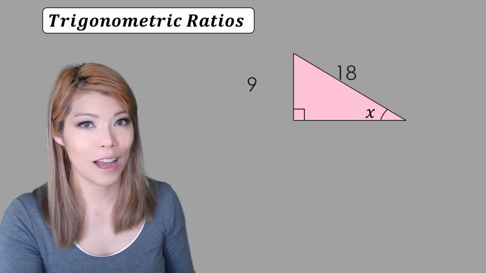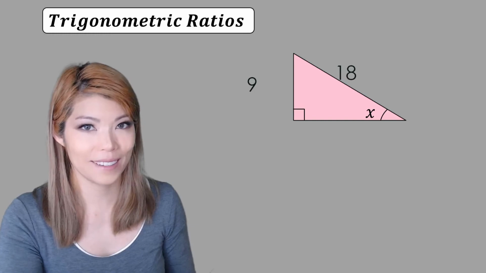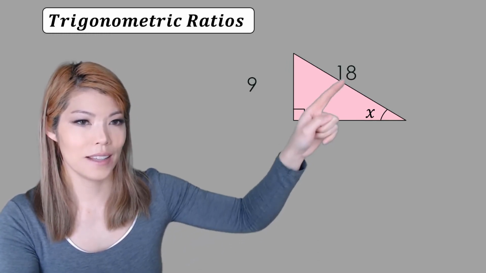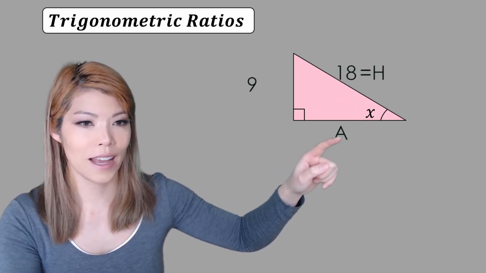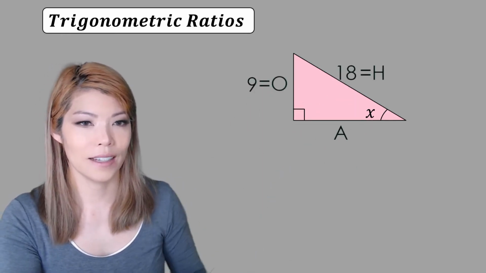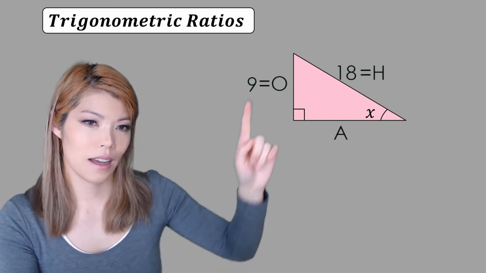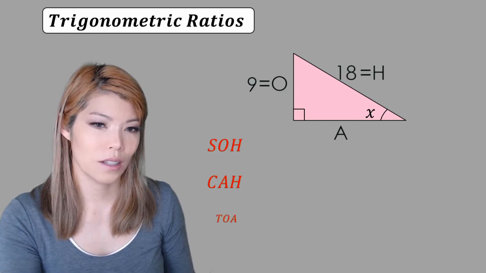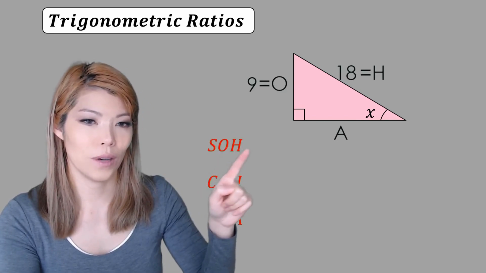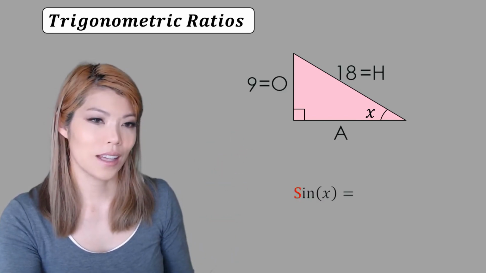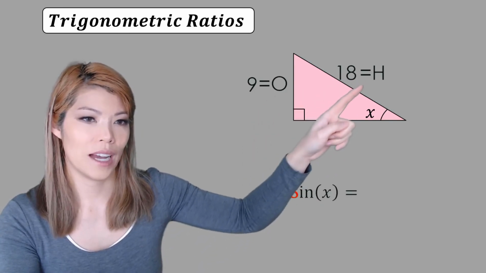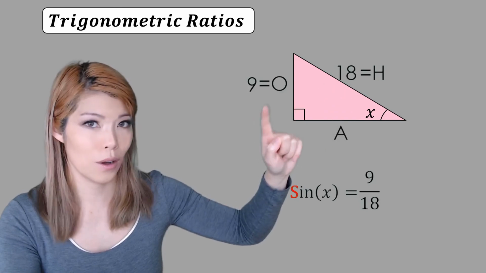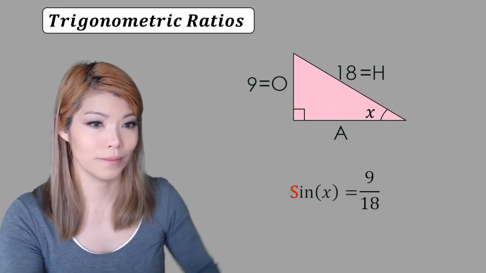Now this time you try, pause the video and continue when you're ready. So step 1, label it. So again, 90 degrees is there, so that's H. Next to the angle is A, and on the other side is opposite. Then think O and H. What are we going to use? So SOHCAHTOA, we're going to use OH, sine. So sine x is equal to O over H, so 9 over 18. Be very careful, not HO, it's OH.